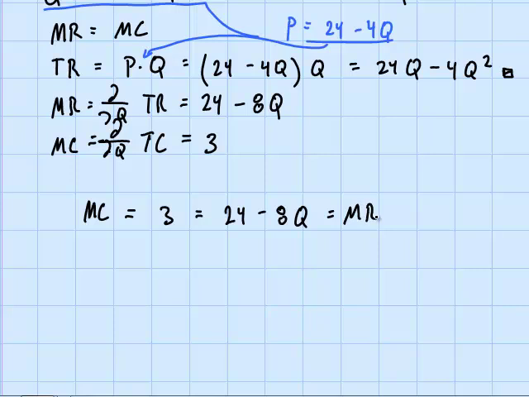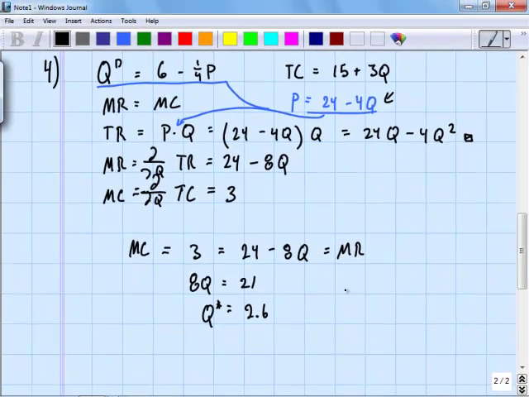Do a little bit of algebraic rearranging. 8Q is equal to 21. That's going to give me Q star is equal to 2.6 units. I have to figure out the price. In order to figure out price, I can go back into my inverse demand function up there in light blue. So P is equal to 24 minus 4 times Q. I know optimal Q is 2.6.